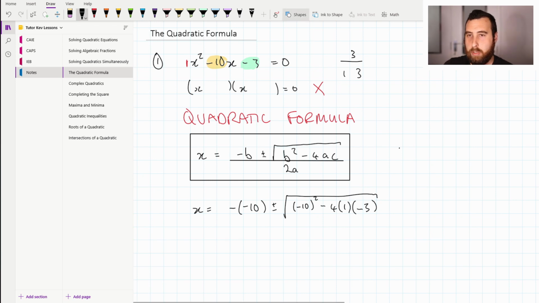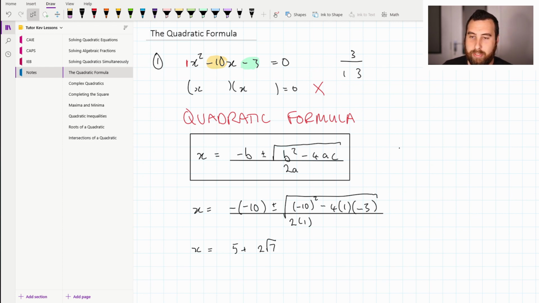Right, so there's the top line of the quadratic formula done. Now we just have to divide by 2 times the x squared coefficient, which is 1. Now that we've substituted into our quadratic formula, all we need to do is type this into our calculator, and we will get this result: 5 plus 2 root 7, and 5 minus 2 root 7. We'll notice that we're going to have two possible solutions here.